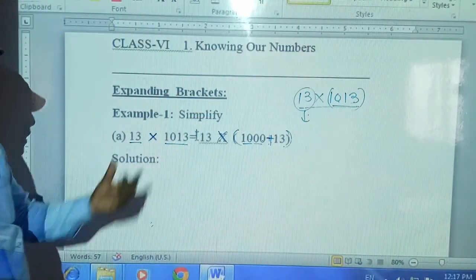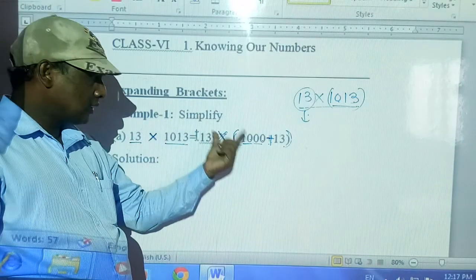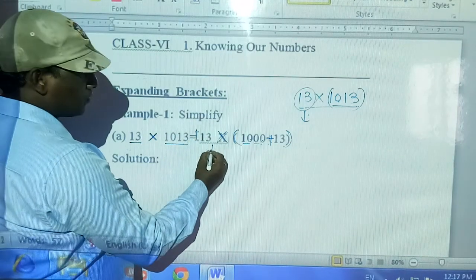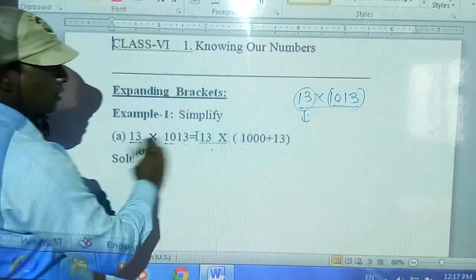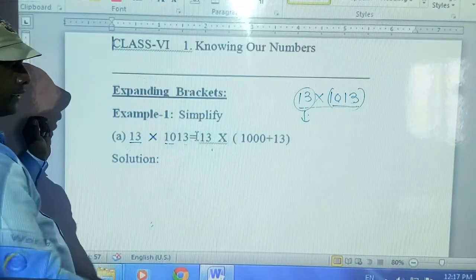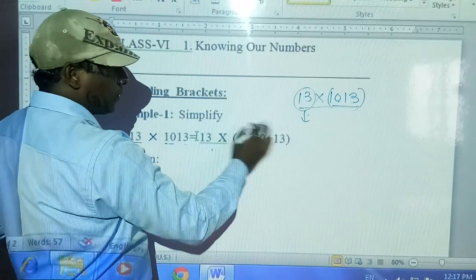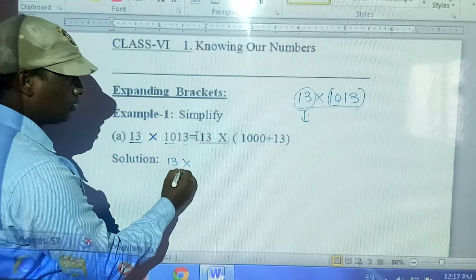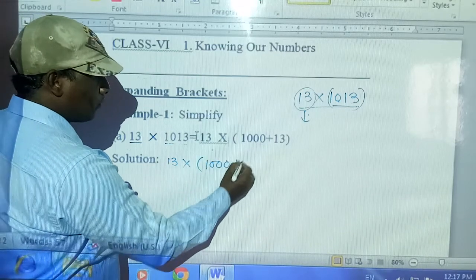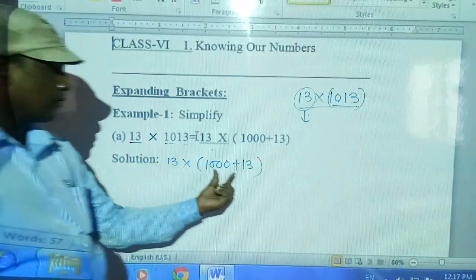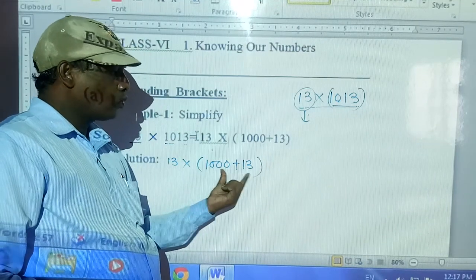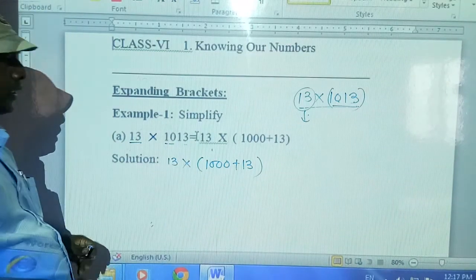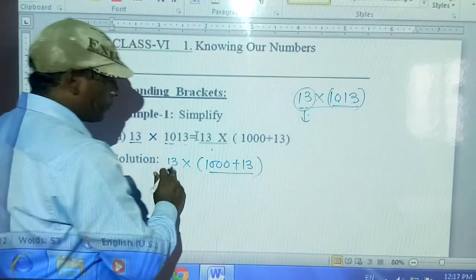This way also you can do. If it is given like this, you can do this, or if it is given directly in the bracket, you should solve. Okay friends, let us see now. Observe students, here it is already given in the bracket, so no need to make the bracket again. If it is given like this, you have to make it into bracket form, then multiply. So now 13 into 1000 plus 13. There are two numbers in the bracket, with a plus between them, and outside there is one number with multiplication. So both numbers are multiplied by 13.